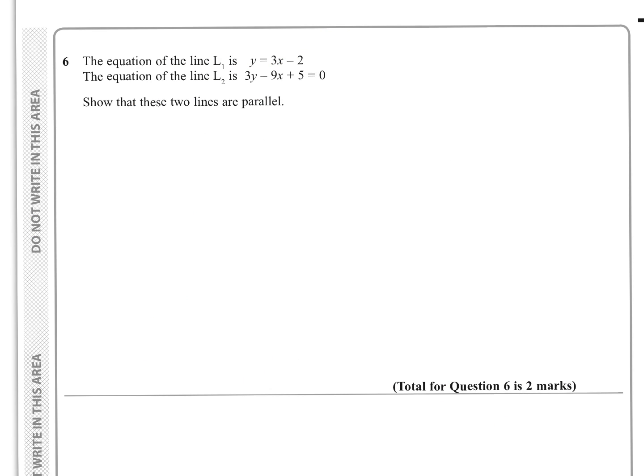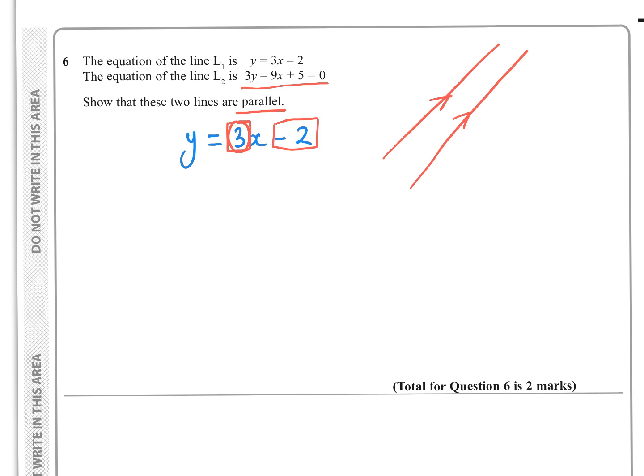Question 6. The equation of the line L1 is y equals 3x minus 2. Now, you should know that this is the gradient and this part here is the y-intercept. So this number here tells us how steep the line is. So it's going positively up by a gradient of 3. To show that the two lines are parallel, we want to show that they've got the same gradient, because then they would be parallel to each other.